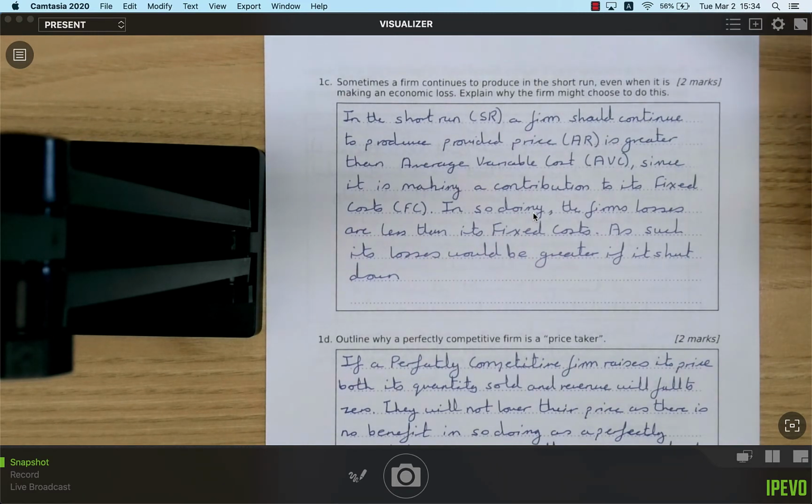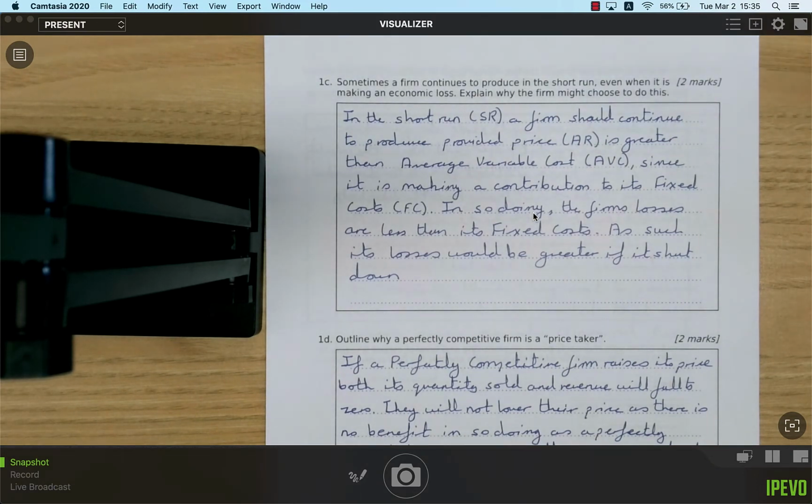The answer is why: since it is making a contribution by having a price that is greater than its average variable cost, it's making a contribution to its other type of costs, which are fixed costs. So in so doing, the firm's losses are less than if they didn't open at all. They're less than the fixed costs, because the fixed costs would have to be paid whether they opened or not.